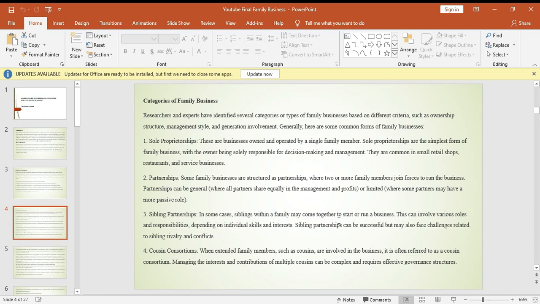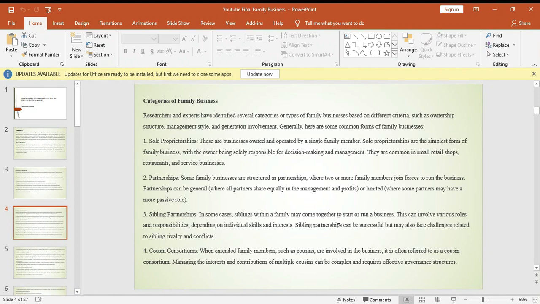Number two, partnerships. Some family businesses are structured as partnerships, where two or more family members join forces to run the business. Partnerships can be general, where all partners are equal in the management and profits, or limited, where some partners may have a more passive role.